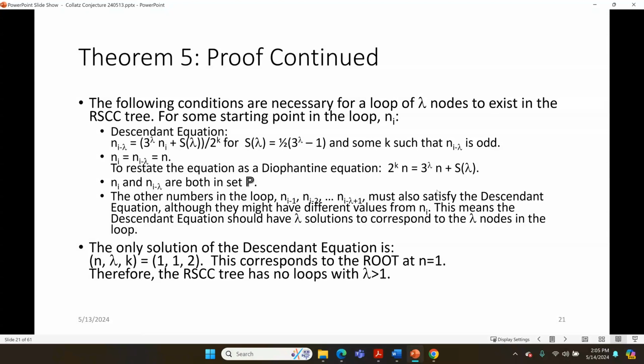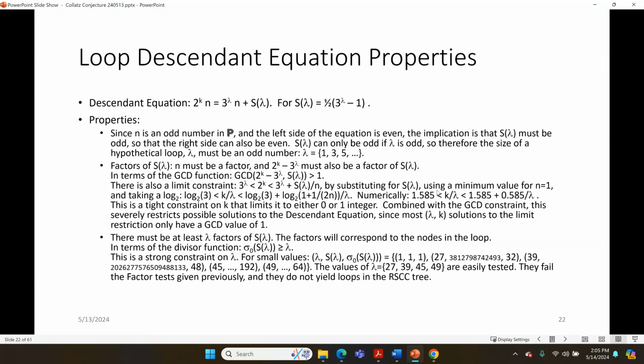So again, we restate the descendant equation, 2^k times n equal to 3^lambda times n plus s of lambda. A couple of properties here. n has to be an odd number in P. The left-hand side is 2^k times n, so that's an even number. The right-hand side, 3^lambda times n, is an odd number, so that means s of lambda has to be odd in order to balance out to an even number.